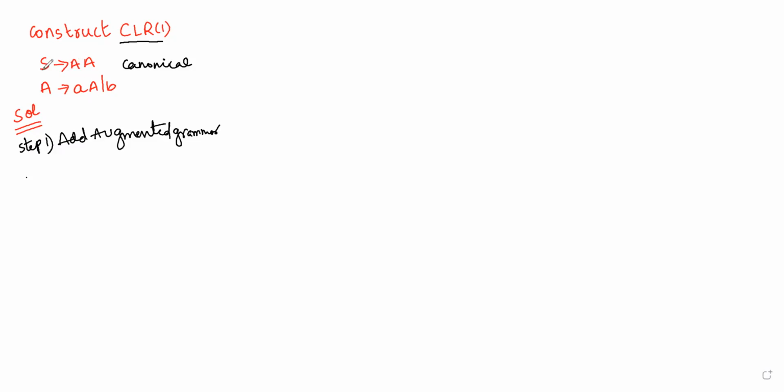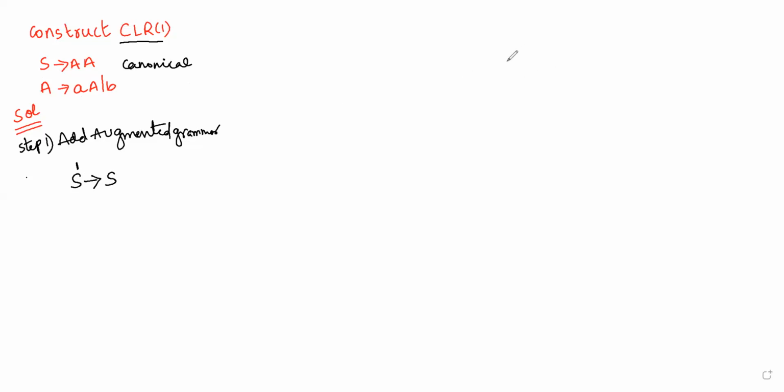So what is the given grammar? S tends to AA, A tends to aA slash b. First we must add the augmented grammar to the given grammar. Remember how to find the augmented grammar. So here you write S as it is on the left hand side. In the right hand side also you add S, just you add a dash to the left hand side. This is called as augmented grammar.